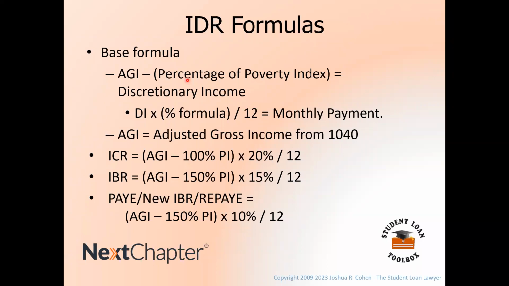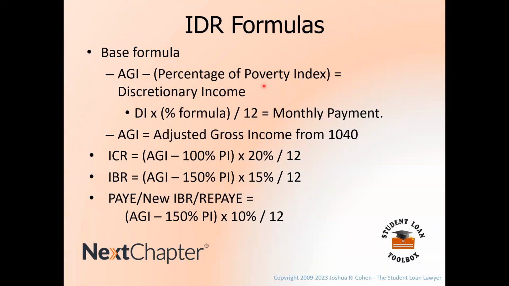Anything that's not a child or your spouse would go into that other one. And all of that is family size, then you look at the poverty index for a family of that size. Well, you don't have to do that. There are calculators that do this. Okay, so it's AGI minus the percentage of poverty. And the percentage is this.